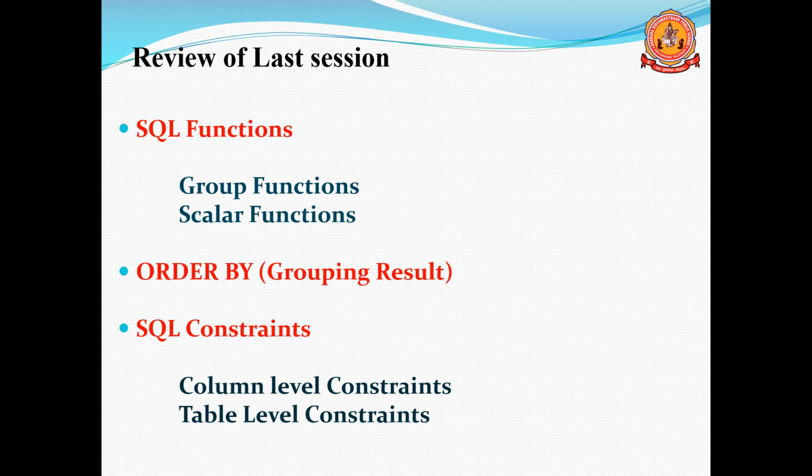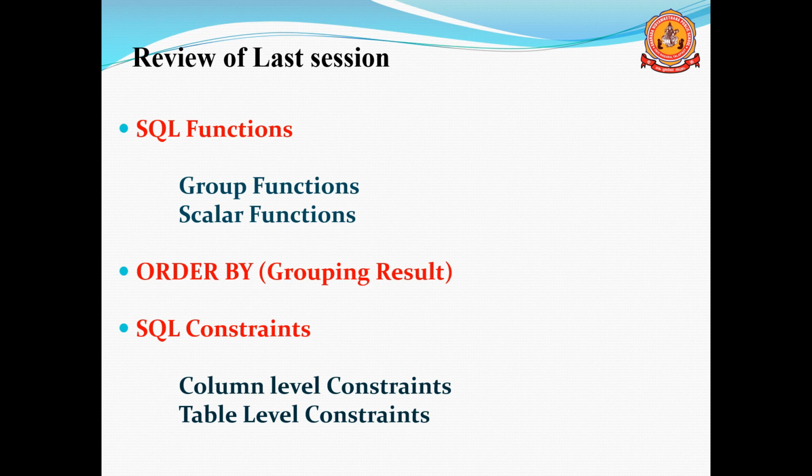The next topic is SQL constraints. We just started with SQL constraints, with column level constraints and table level constraints. Two types of constraints we started. A column level constraint works on a single column. If you apply any constraint to a particular column, it is applicable only to that column. Those types of constraints are known as column level constraints.